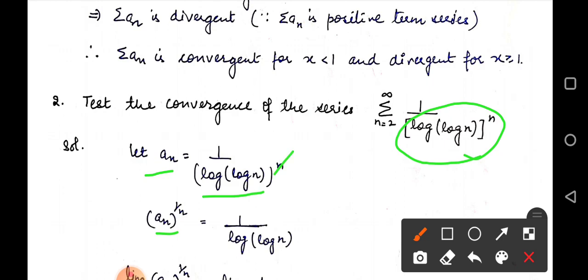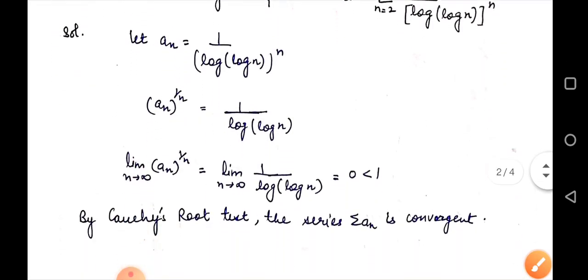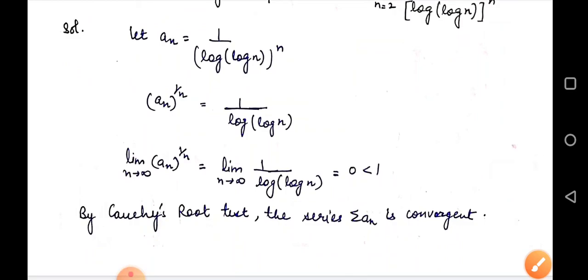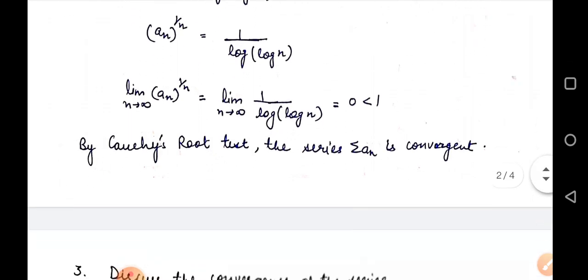जब हम करेंगे तो this cancels. So we have 1 upon log of log n. So taking n approaches infinity, log n is infinity, log log n is infinity, 1 by infinity is 0. So 0 is less than 1. So by Cauchy root test, if this limit is less than 1, the series is convergent.